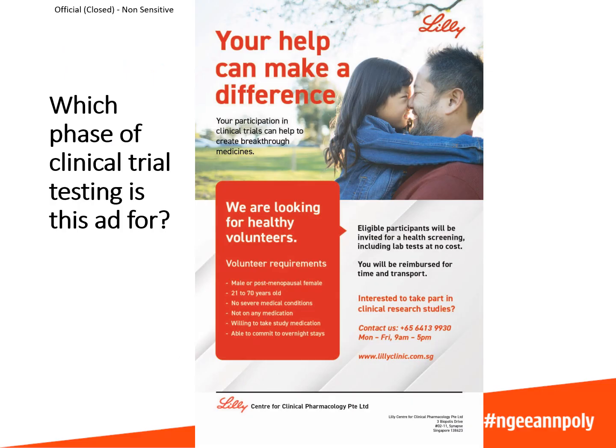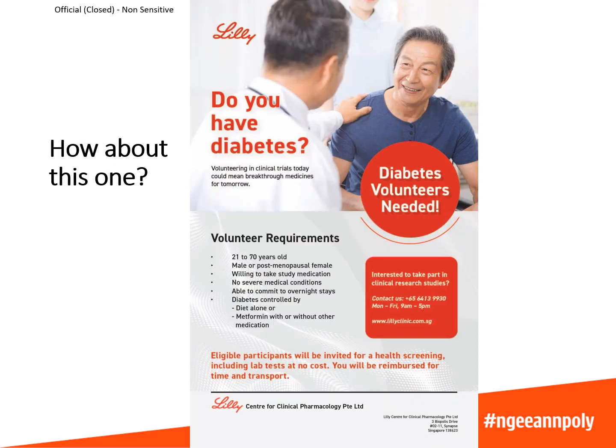Let's take a look at an advertisement recruiting volunteers for a clinical trial. Which phase of clinical trial testing do you think this ad is for? A keyword here is healthy volunteers, so this is most likely to be for a phase 1 clinical trial. Now how about this ad? This ad is looking for patients with diabetes, so it could be phase 2 or phase 3 trial. There's no further information regarding the duration of the study or how many participants in total they are recruiting, so it could either be a phase 2 or phase 3 clinical trial.